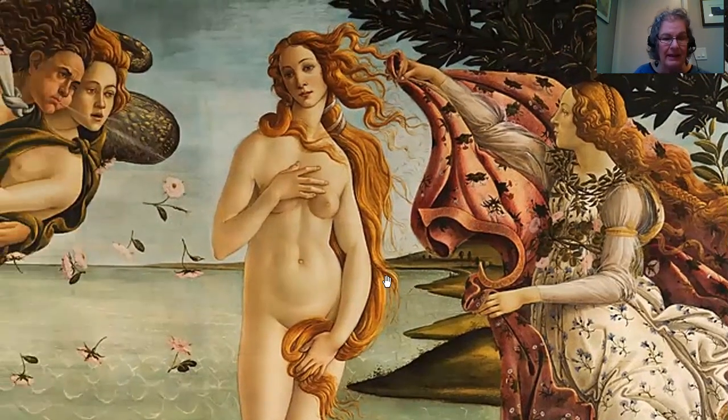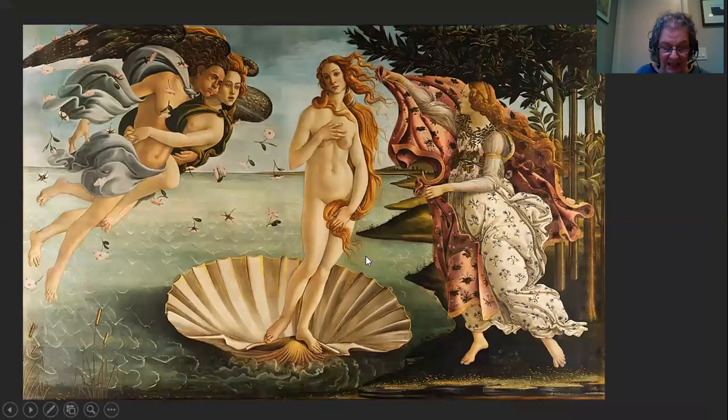Now let's go back and look at Venus. She is the idealization of classical beauty. She has this wonderful faraway expression on her face. It's almost as if she's withdrawn into her own world. And in fact, the whole painting is really otherworldly. We don't see anything like this in the natural world as well.